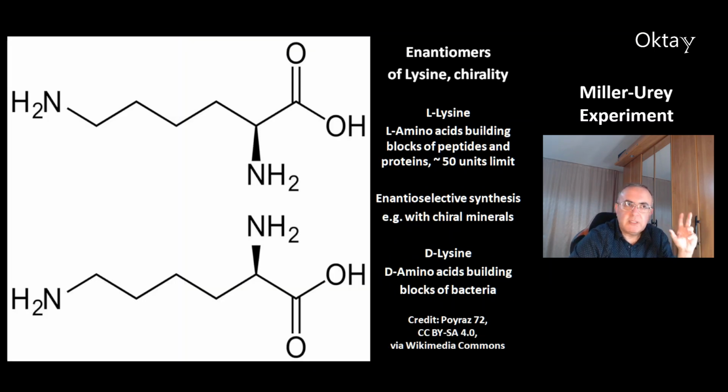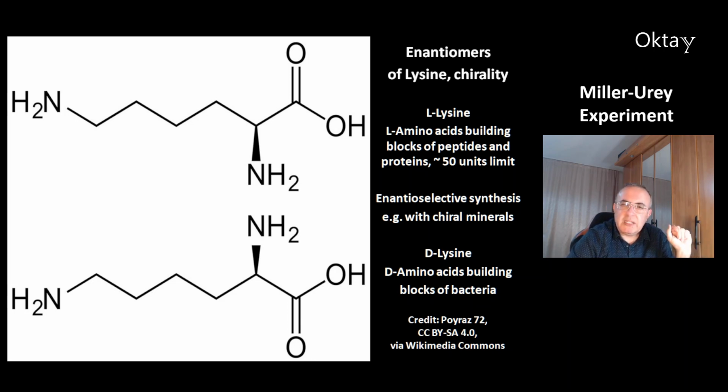This is an example of these, called enantiomers, of the amino acid lysine. This phenomenon is called chirality. These two compounds have the same sum formula, but they are mirror images of each other, not identical. At the top, that's L-lysine. The L amino acids are very important building blocks of peptides and proteins. The difference between peptides and proteins is in the number of units. Peptides have 50 or fewer amino acids, and proteins have more than 50 amino acids.